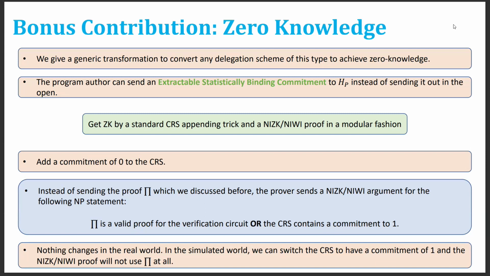However, in the simulated world, what the simulator can do now is, when the simulator generates a CRS, it can switch the CRS to having a commitment to 1 and send a NISIC proof for the second part of the statement and completely ignore the proof pi. So the proof that now goes out does not contain any information about pi, so it's completely zero knowledge. And we are able to make these switches because of the necessary hiding properties of the commitment scheme and witness indistinguishability of a zero knowledge or a NIWI proof.